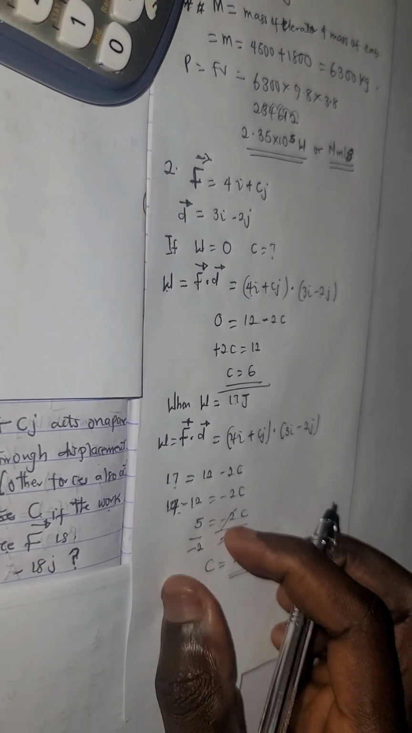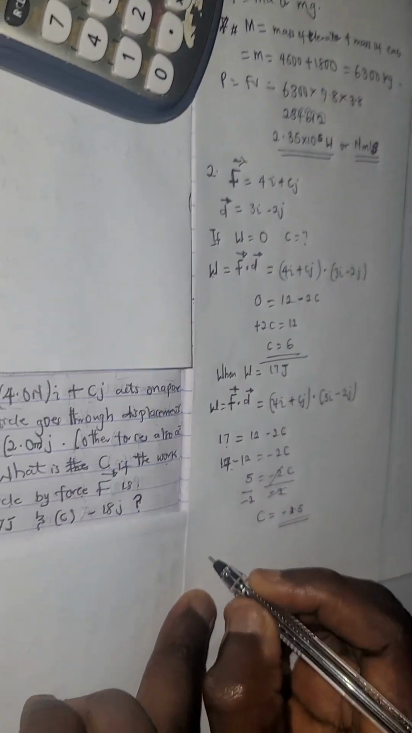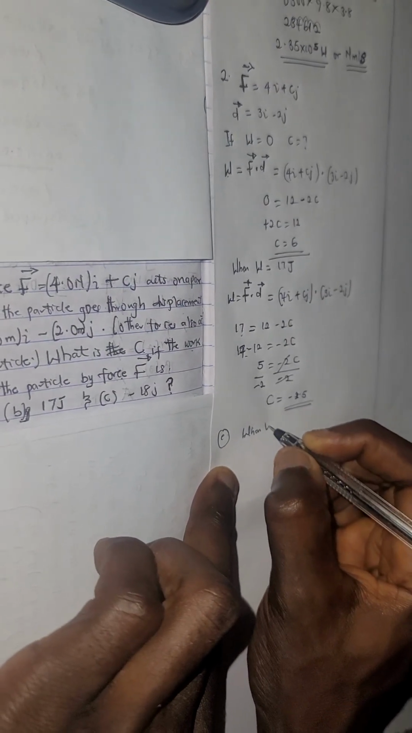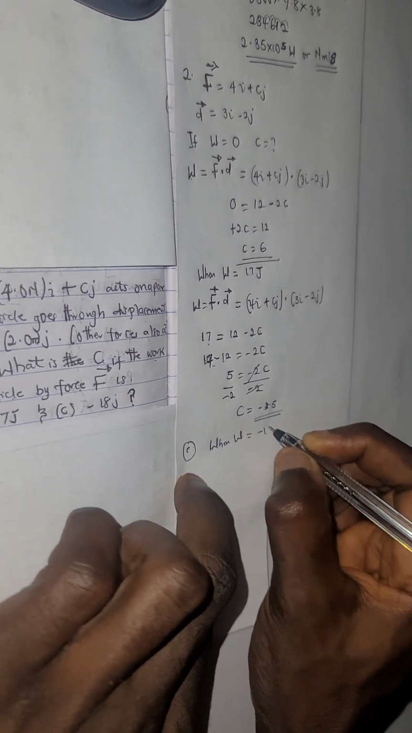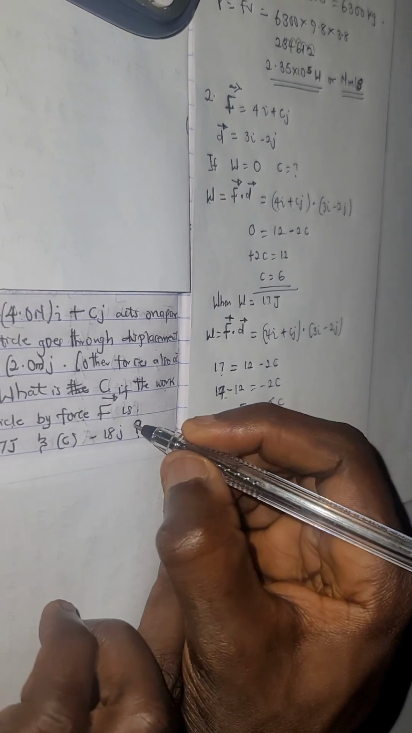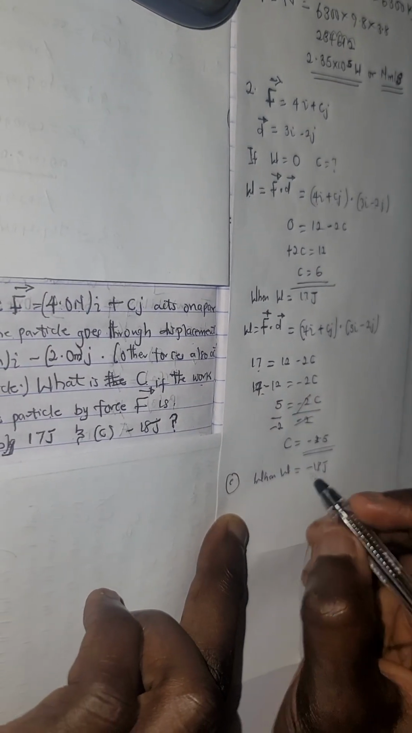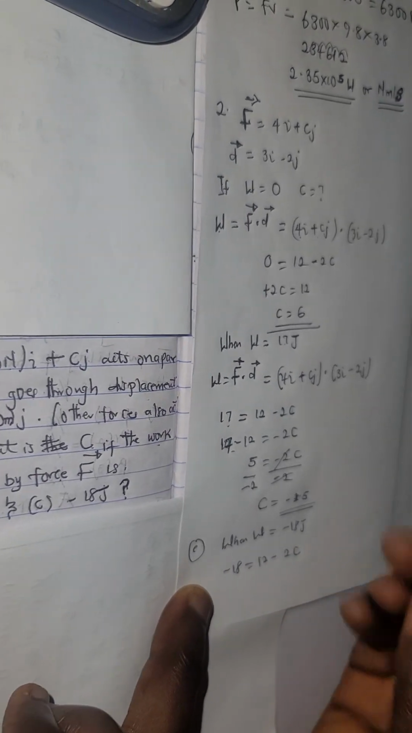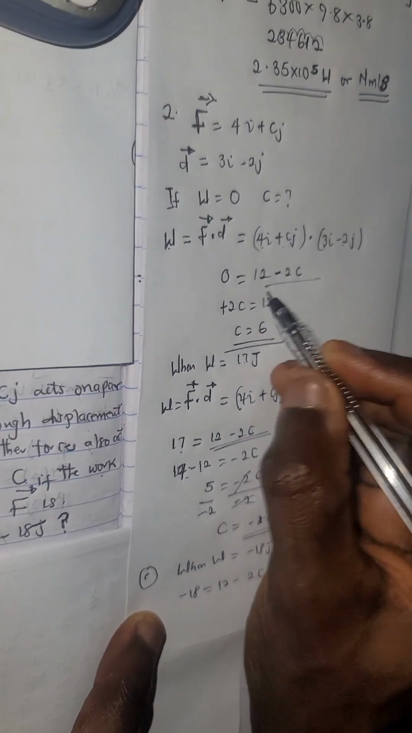So that's the answer for the second one. Now the third one, when work done, W equals to what? Minus 18 joule. This one is 18 joule. So we now have minus 18 equals to 12 minus 2c. That's what we do have.